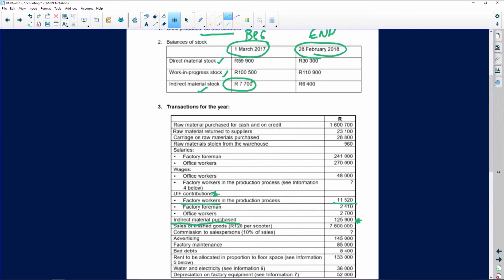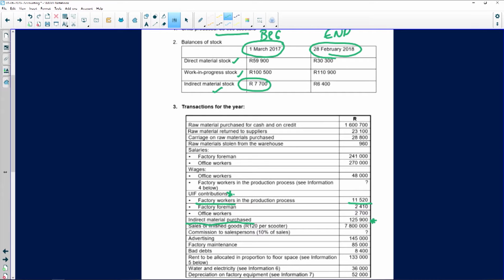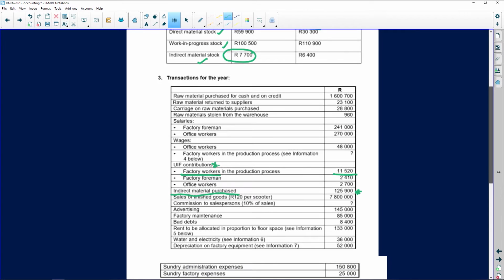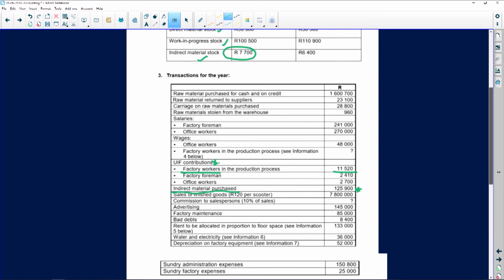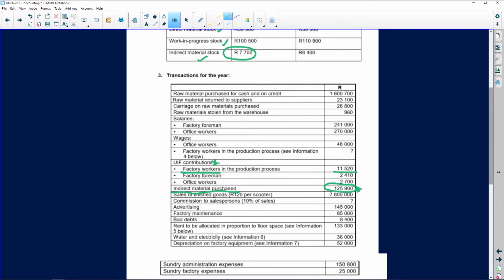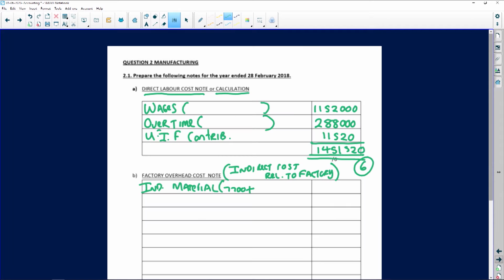Now before I enter the 125,900, very quickly also check for any indirect materials that could be returned. If we look further down, there's obviously nothing about indirect materials returned, but please remember, if you do come across any returns, you're going to obviously subtract returns. So indirect materials purchased, no returns, so let's enter that in. Indirect materials purchased, an amount of 125,900.